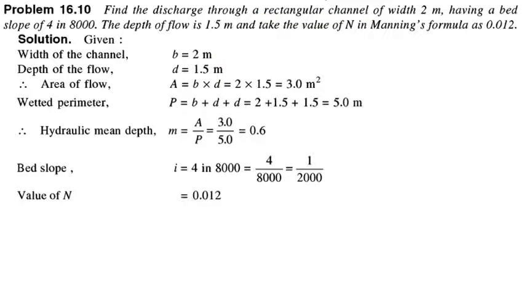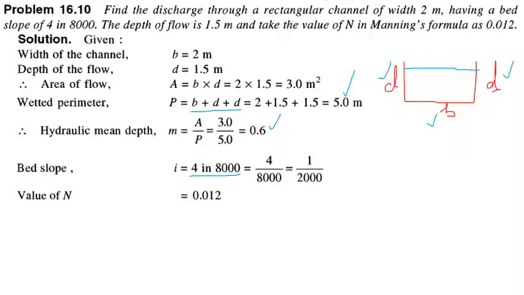Wetted perimeter, we have discussed this earlier. This is a channel, so this is B, this is D, this is D, and the top surface is a free surface open to atmosphere. So wetted perimeter is the sum of three sides, B + D + D, that is B + 2D, which is equal to 5 meters. M = A/P = 3/5 = 0.6. Bed slope is 4 in 8000, that becomes 1 in 2000. The value of N is given as 0.012.